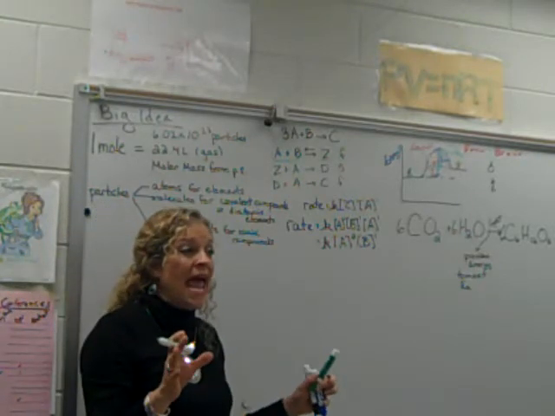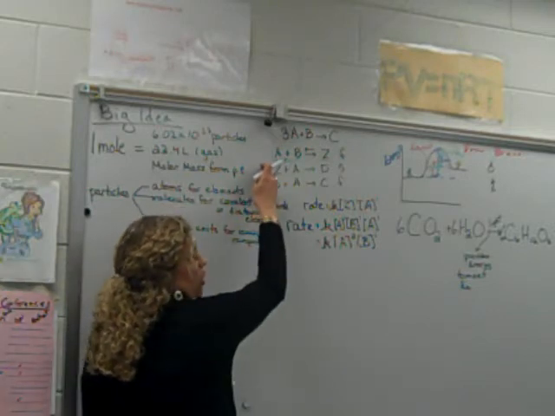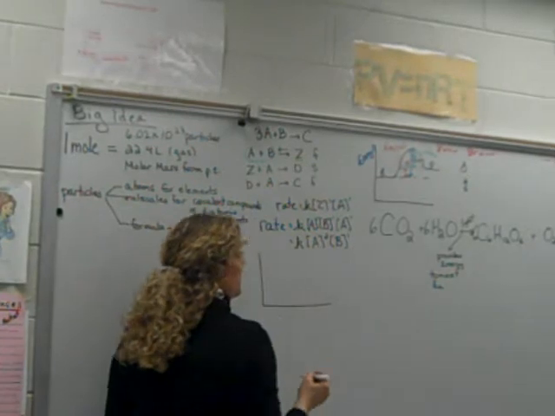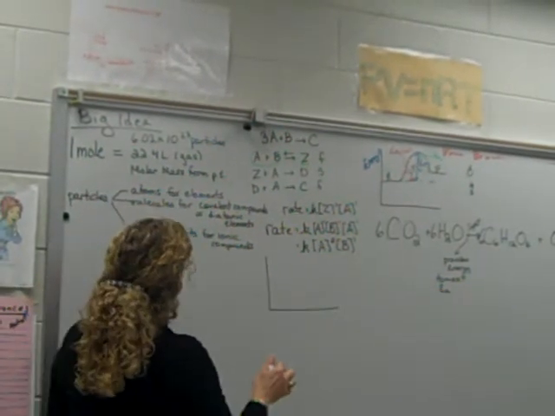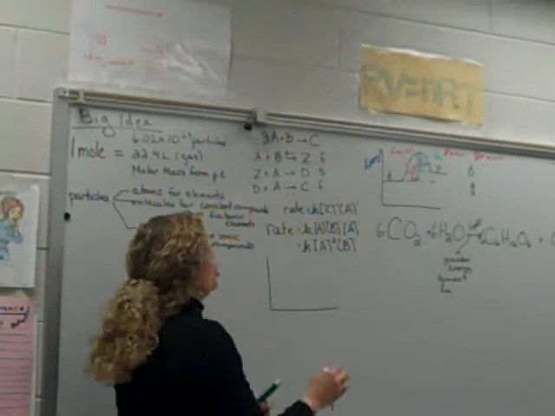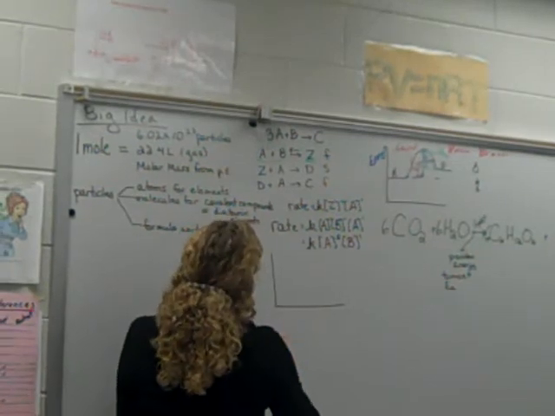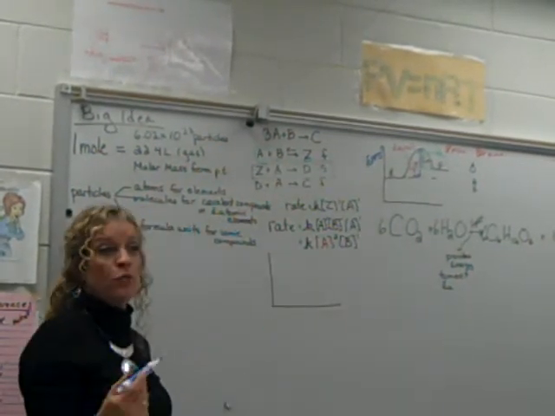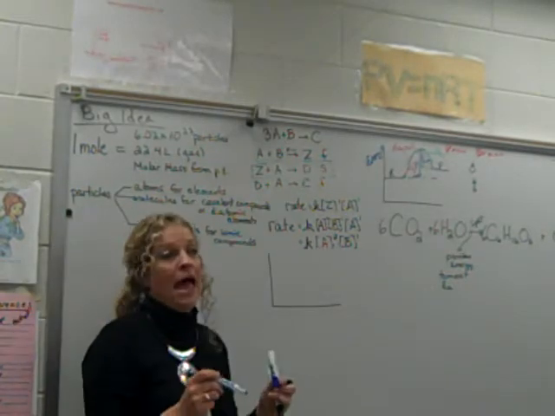Okay. Now, if we were to draw the energy profile for this. Why can't it be A to the third? You always look at the slow step, and whatever collides in the slow step is where you start. You don't worry about that fast step after it.